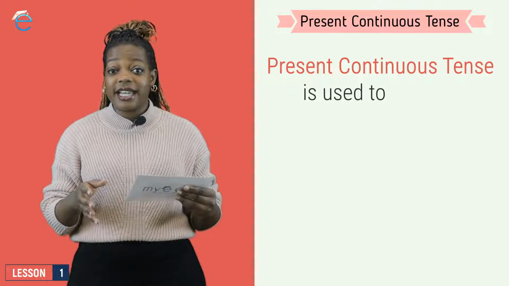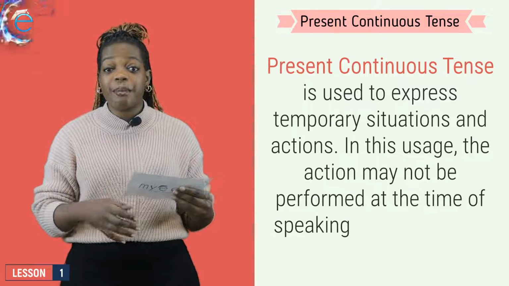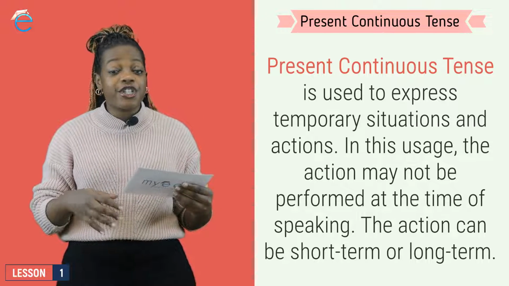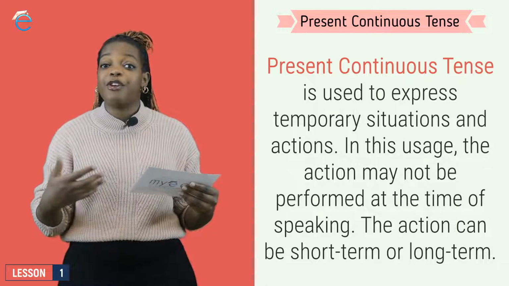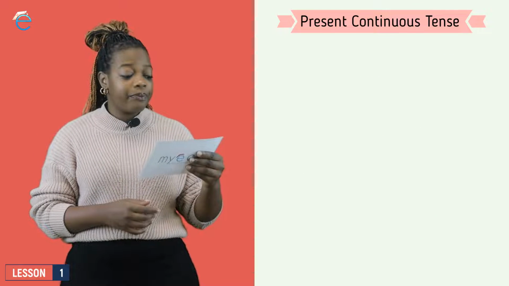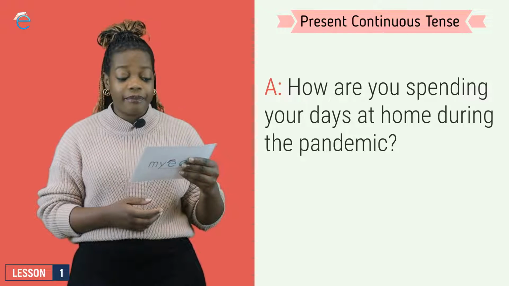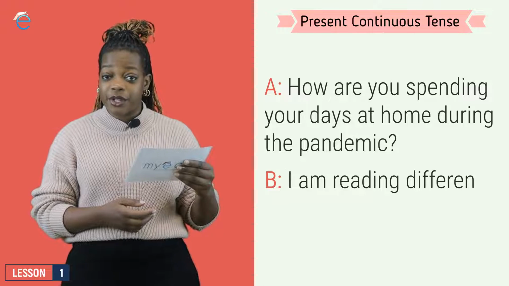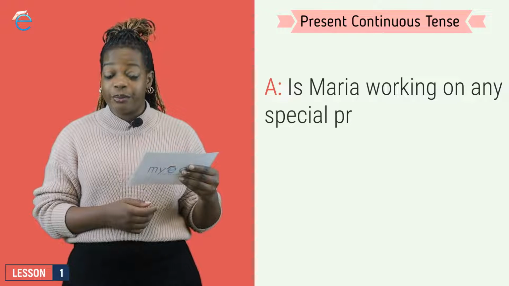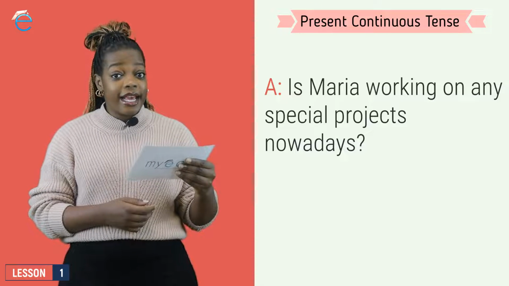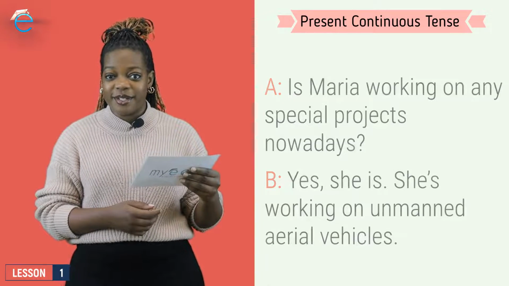Present continuous tense can also be used to describe temporary or short-term actions. These actions don't have to be happening in the moment, but they are actions we've been doing recently. For example, how are you spending your days at home during the pandemic? I am reading different books. Or, is Maria working on any special projects nowadays? Yes, she is. She's working on unmanned aerial vehicles.